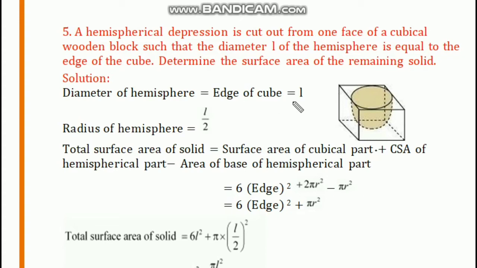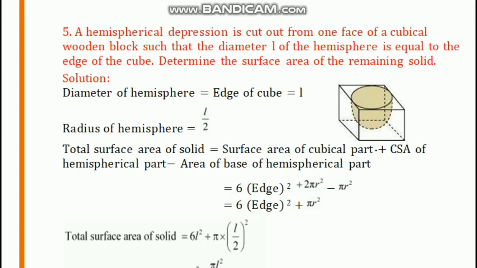Here, given the edge of the cube is L, that means the radius of the hemisphere is L by 2. So you know the formula: the total surface area of the cube is 6 of each square, plus the curved surface area of the hemisphere, 2 pi r square, minus the top. Actually, the top is open, so pi r square.